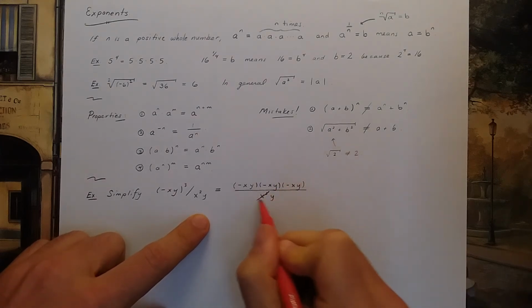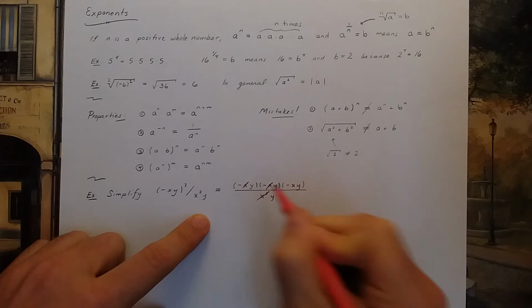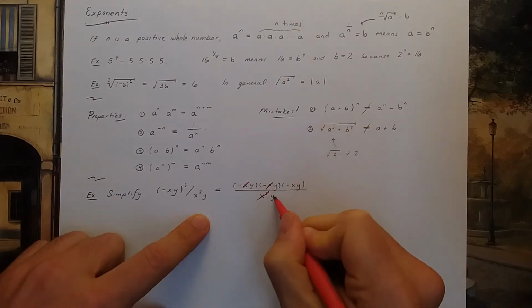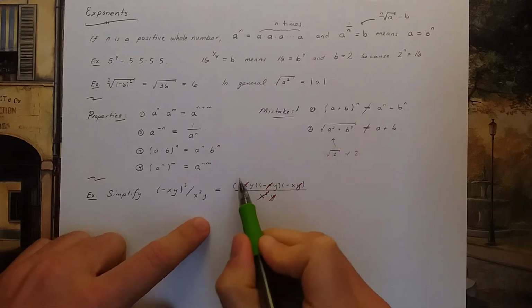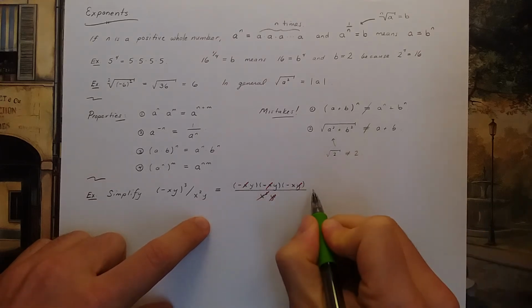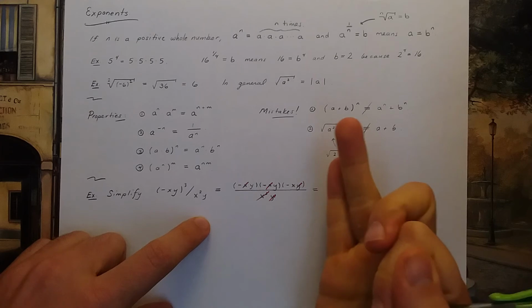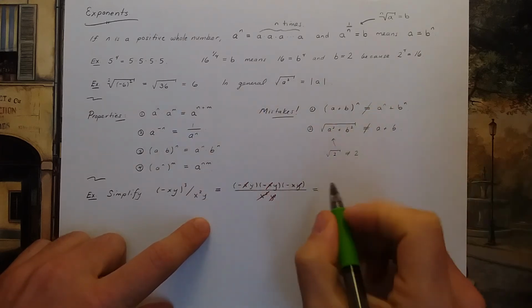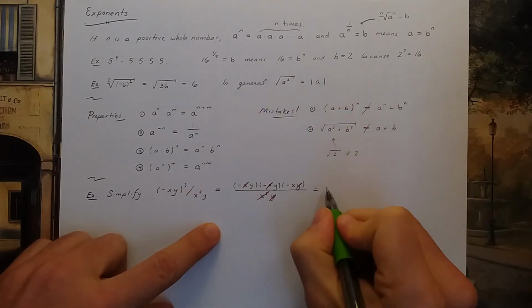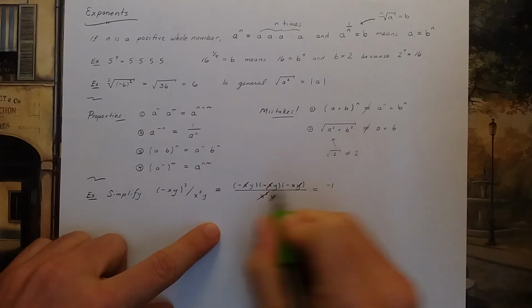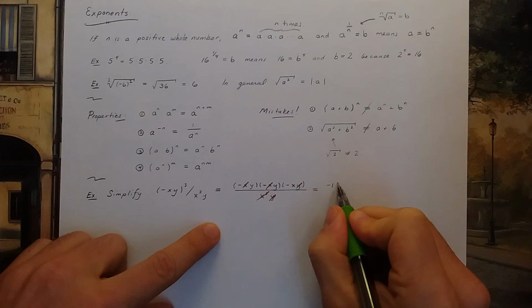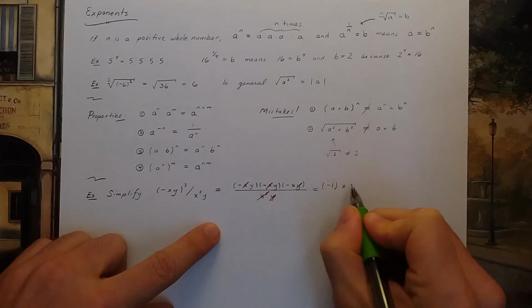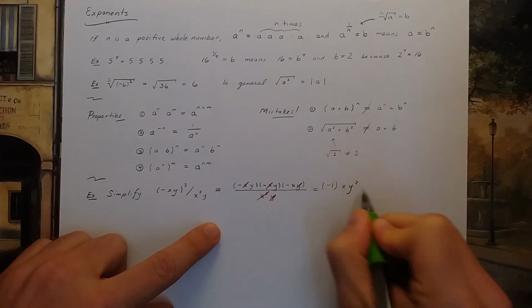Well, I have 2 x's on the bottom, and I can cancel out 2 x's on the top. I have a single y on the bottom. I can cancel a single y on the top. I have 3 negative signs. So negative 1 times negative 1 times negative 1 is still a negative 1. So I have negative 1 times, I have 1 x and 2 y's left over. So negative 1 xy squared.